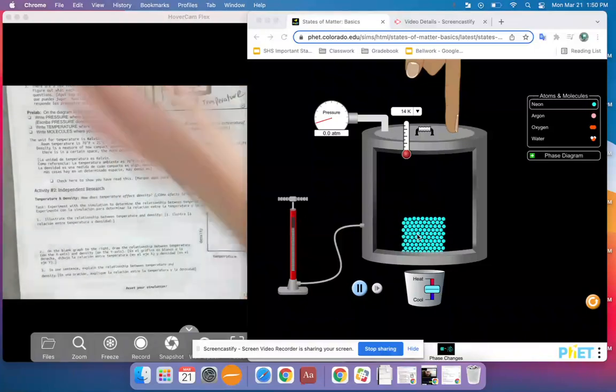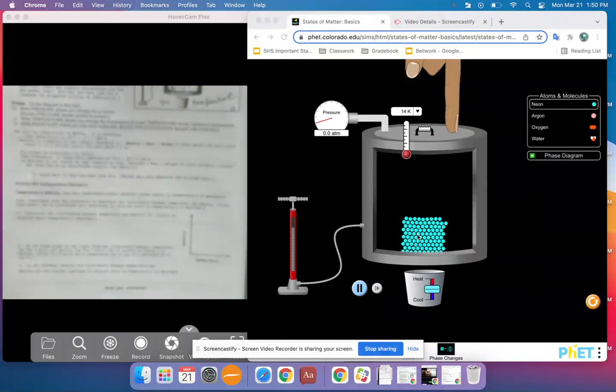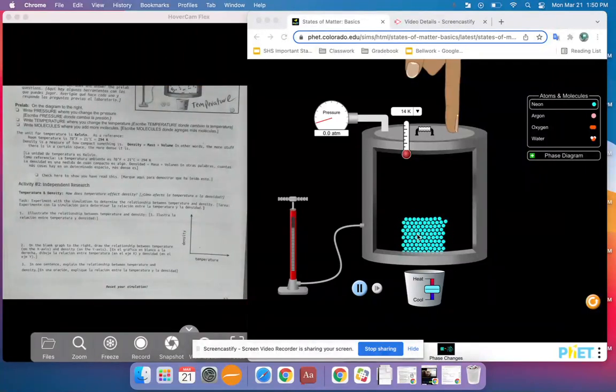Hello everyone. In this next part of this simulator video, we are going to look at some relationships between different variables. So in this first one, we're going to look at temperature and density. What I'm going to do first is heat this up and take note of what I see happening.